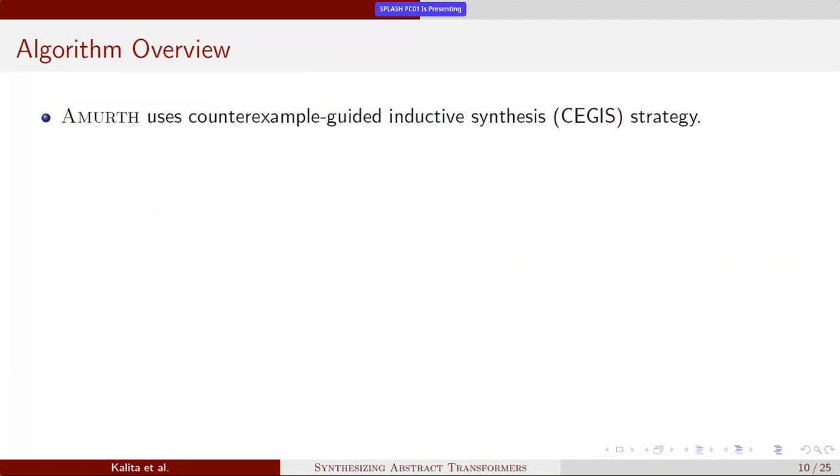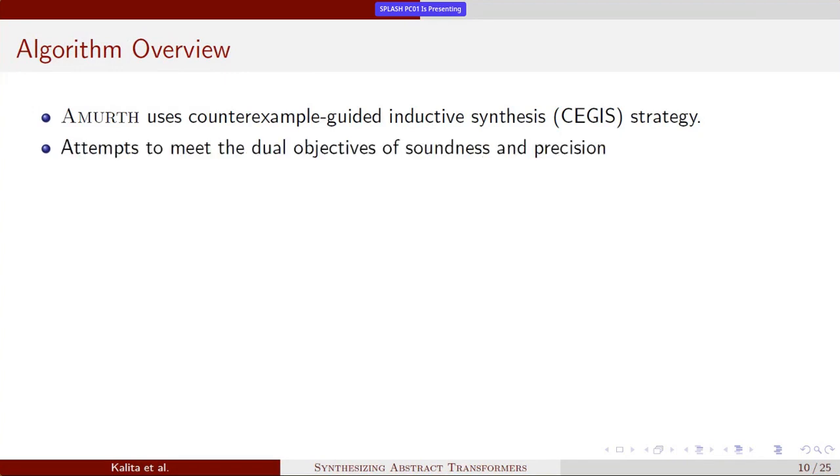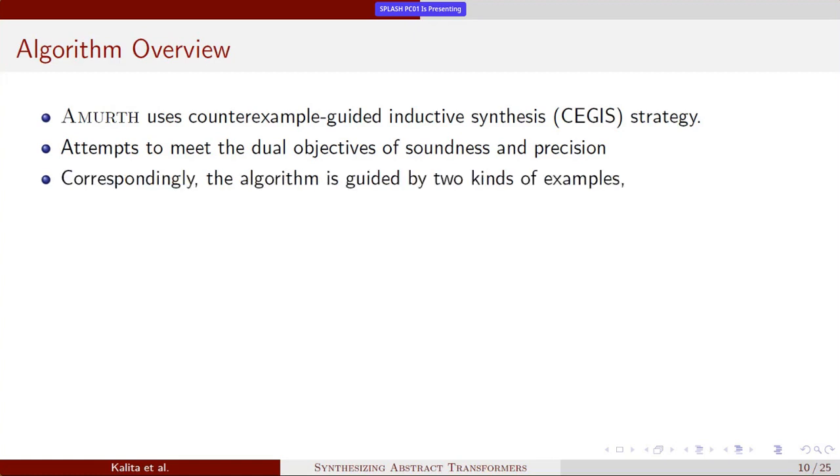Okay, so AMURTH uses a CEGIS strategy. CEGIS stands for counterexample guided inductive synthesis. Since we are trying to synthesize a transformer, we try to meet the dual objective: soundness and precision. Since we have a dual objective, the algorithm is driven by two kinds of examples.